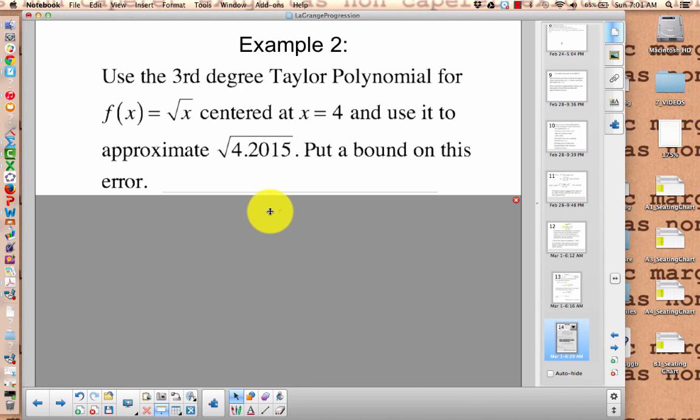Okay, a second example. Use the third degree Taylor polynomial for square root of x centered at x equals 4. Use this to approximate square root of 4.2015. Put a bound on this error. Again, that's the Lagrange error bound.